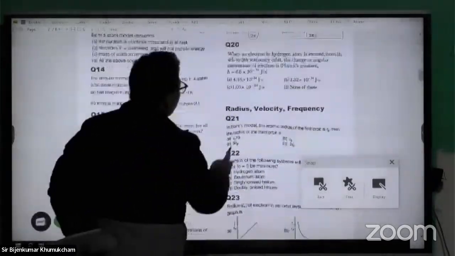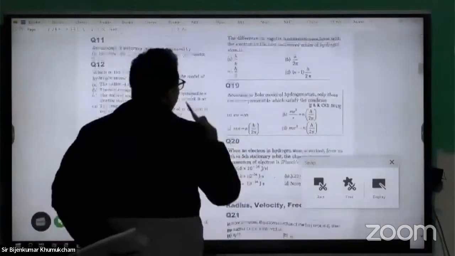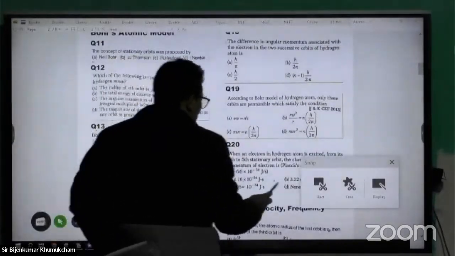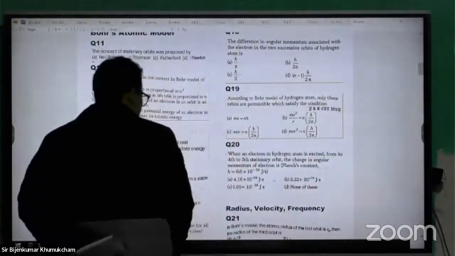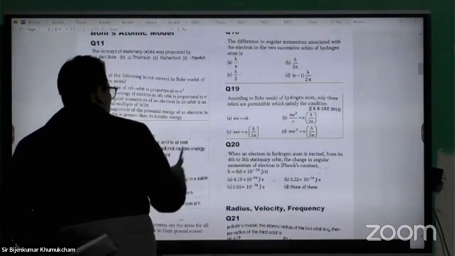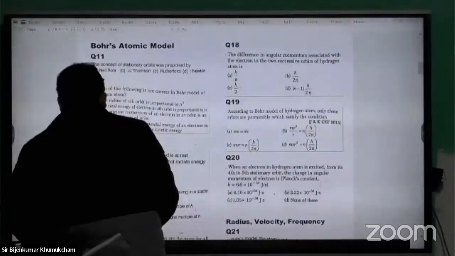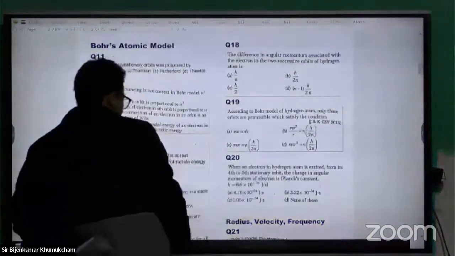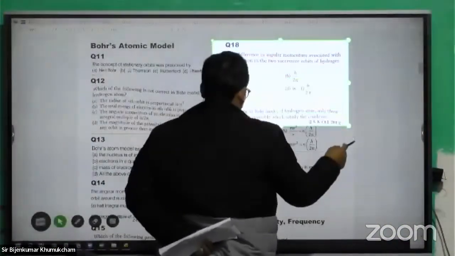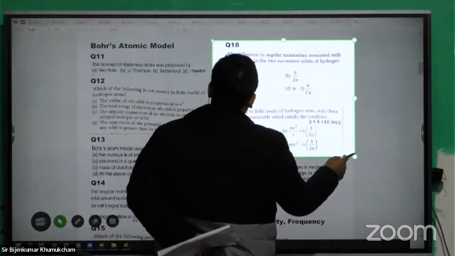Now solve question number 18, 19, and 20. Let's solve these for the NEET exam, question number 18, 19, and 20.